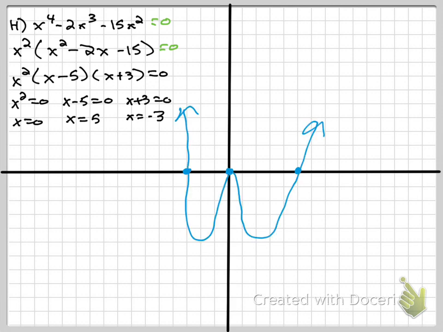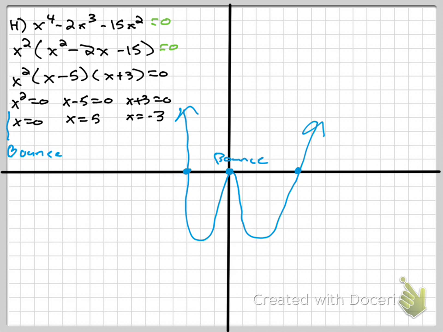Okay, x to the fourth, we're going to get that W-type shape, our original polynomial. The original function, x to the fourth. So we get that W-type shape. And remember, we have a bounce point at x squared equals 0 because it's squared. Okay. Bounce.